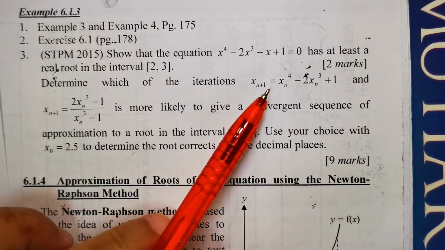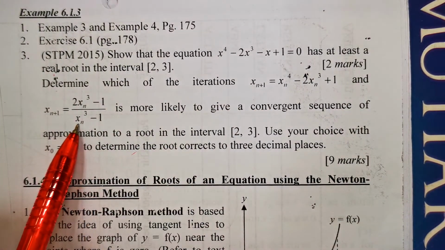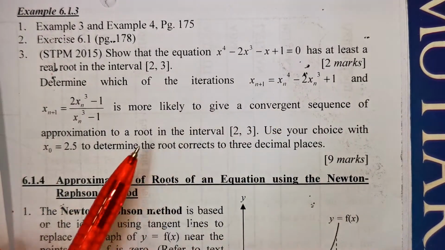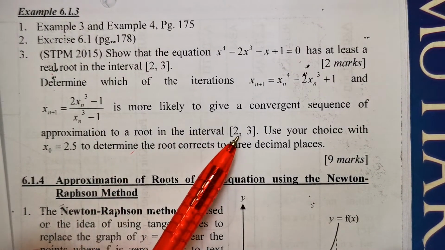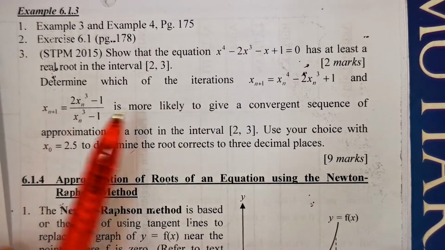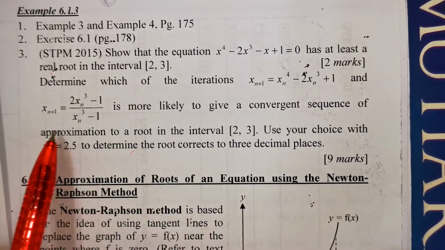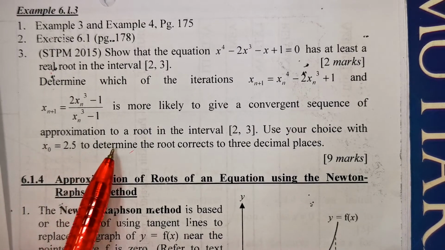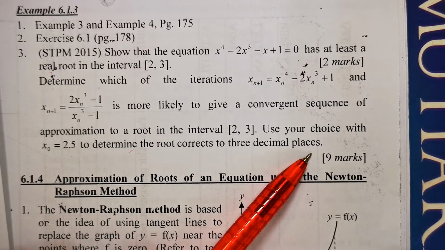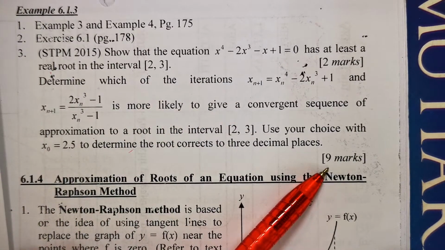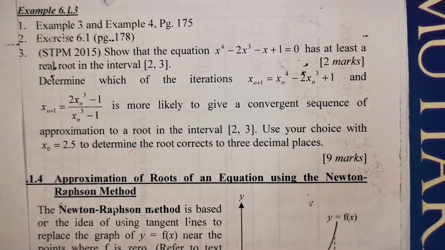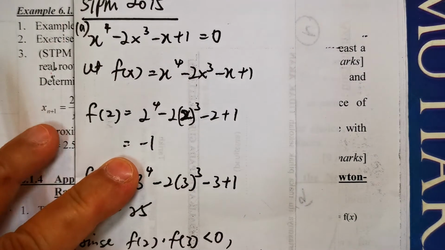iterations. They give you 2 iterative formulas. Then they ask you to show which one is more likely to give a convergent sequence of approximations to a root in the interval 2, 3. They give you 2, so we have to prove which one we can use. Then use your choice with x0 equals 2.5 to determine a root correct to 3 decimal places. Only this part, they give you 9 marks. So you know that we have to calculate more detailed steps. Let's look at the answer.